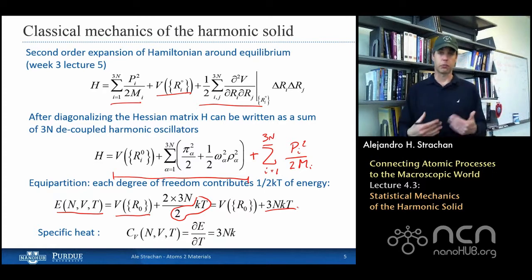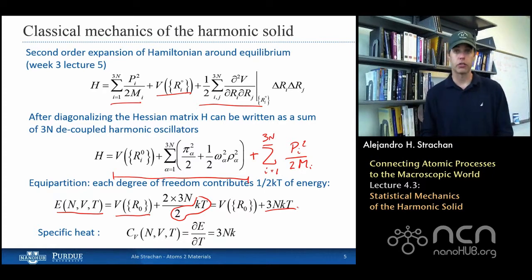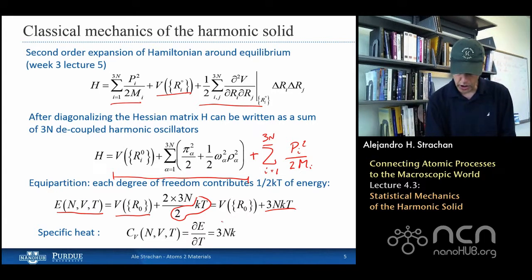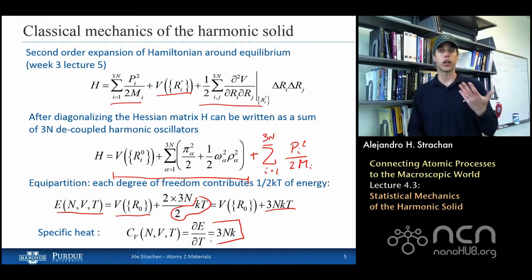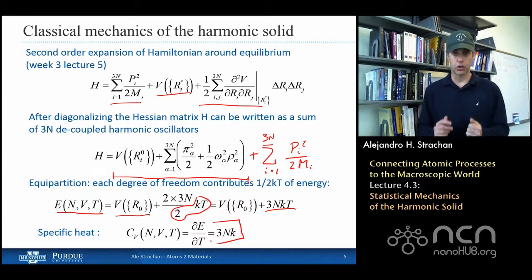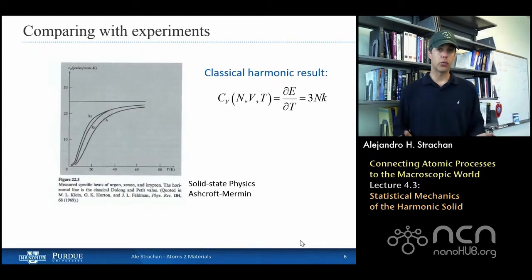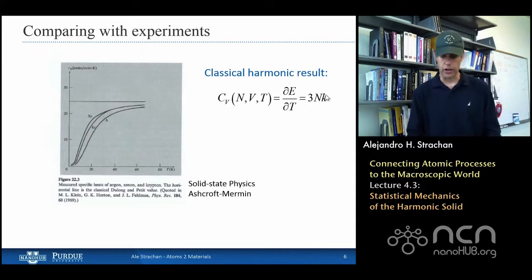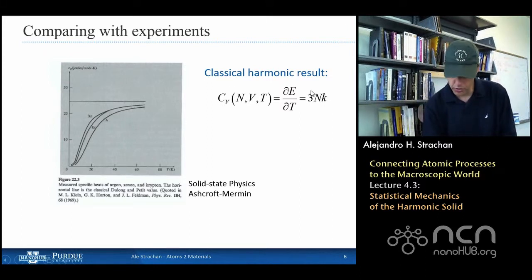And from this expression, I can compute the specific heat of the system. It's the derivative of energy with respect to temperature. And I find that the specific heat is 3nk, or 3 times the Boltzmann constant per degree of freedom. Okay. So classically, we predict that the specific heat for a set of n atoms is 3nk.